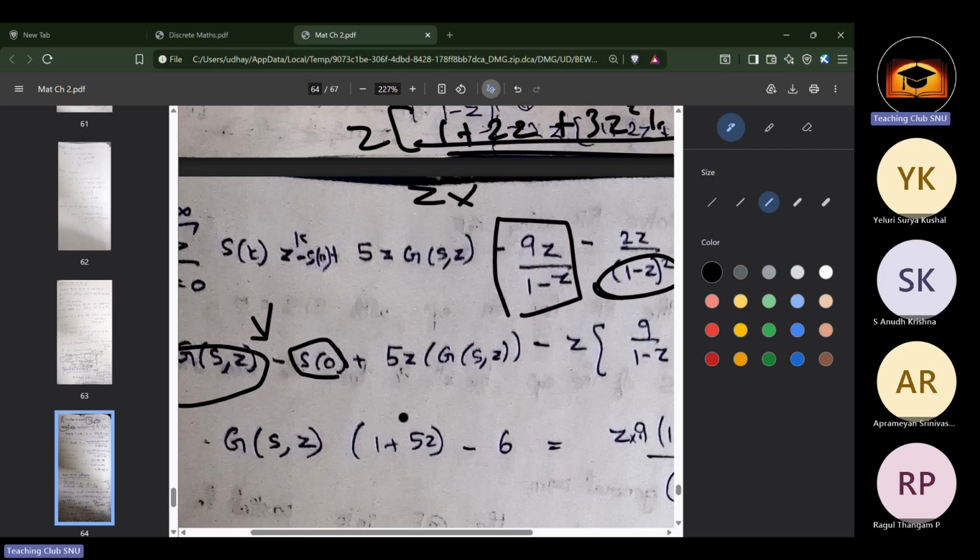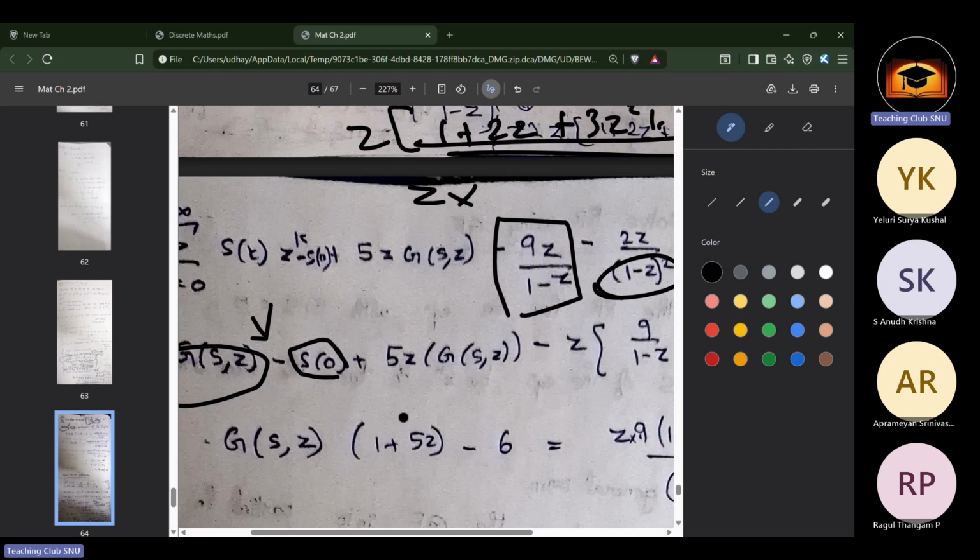I want everything in terms of 1 minus something, but I don't have it in that form. So I can take minus 1 common, and that also works. If you take minus 1 common, what happens? Minus 1 by 1 minus 3z, and then plus 2 by 1 minus 2z. So minus 1 by 1 minus 3z plus 2 by 1 minus 2z.